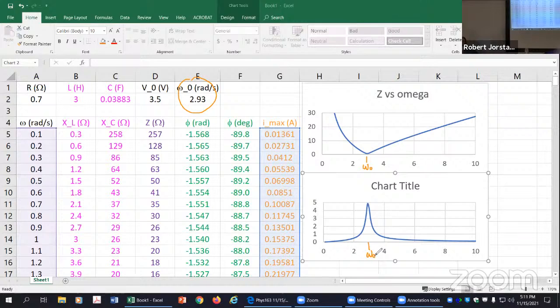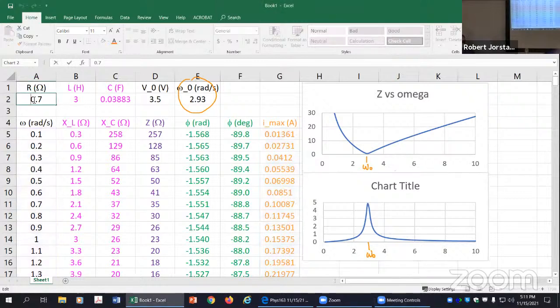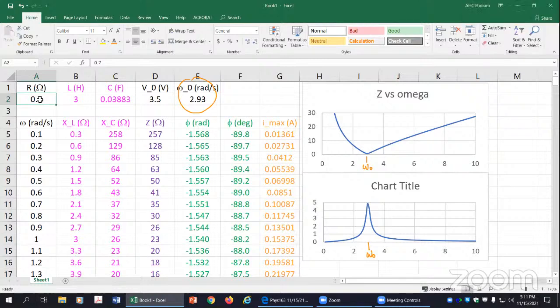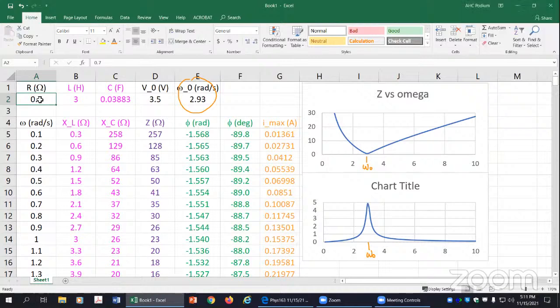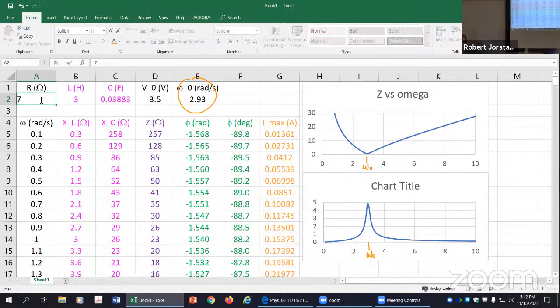What's going to happen if I change the resistance? In particular, if I change the resistance, should omega naught change or not change? Does omega naught depend on resistance in the formulas we've been playing with? No. So if I change the resistance, is that going to shift things left or right on these plots? No. But if I change the resistance to say 7 and hit enter, what will happen?